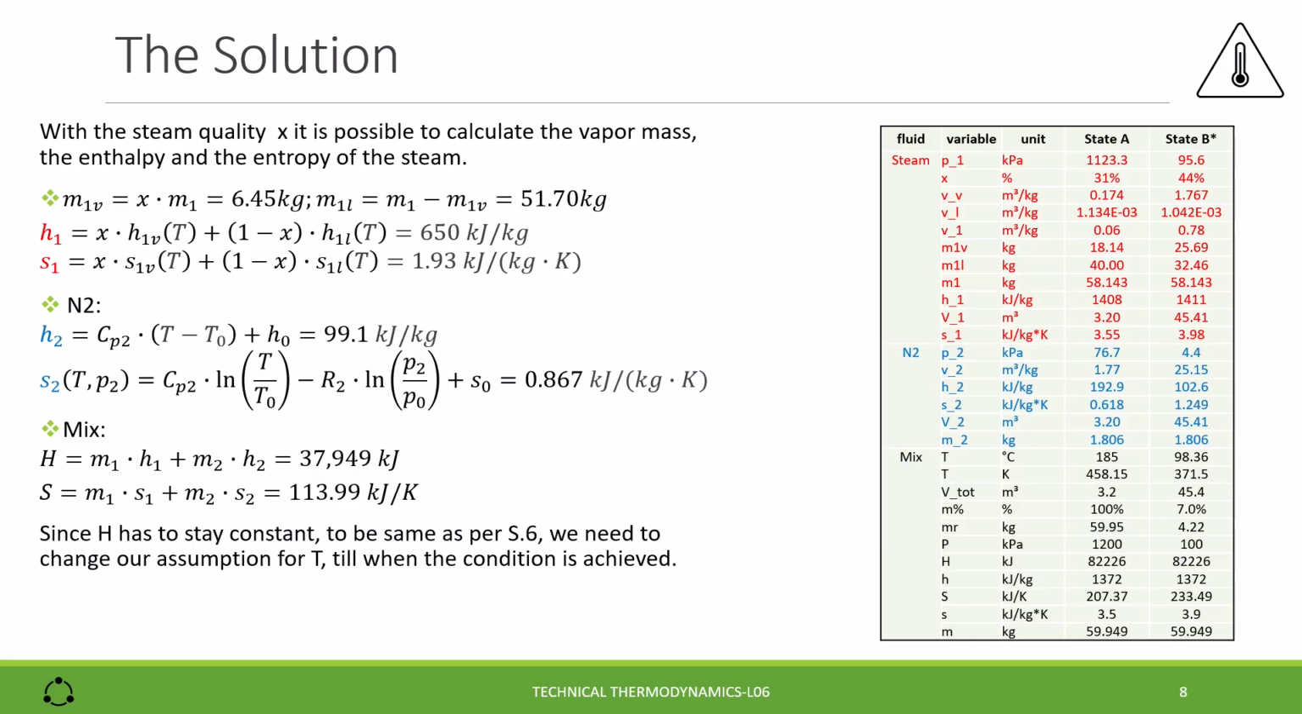And since the total enthalpy has to stay constant, to be the same as per slide 6, we need to change our assumption for the temperature till when this condition is achieved. Finally, we find for the temperature the value 98.36 degrees. And then we can recalculate all the parameters. In particular, the volume is 45.4 cubic meter.